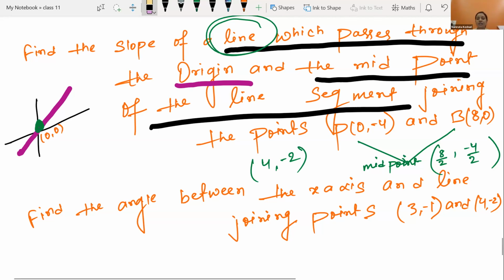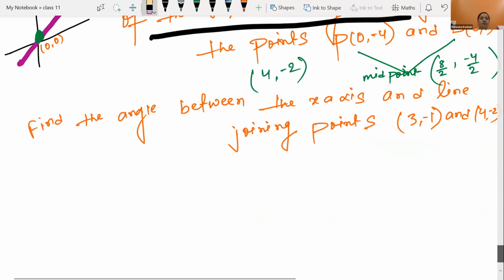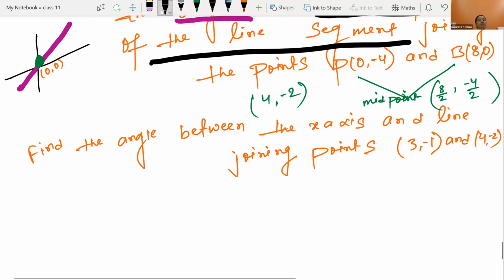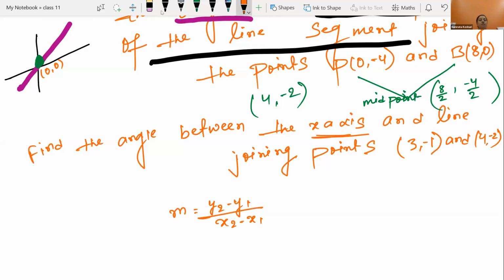Find the angle between the x-axis and the line joining these two points. We have to find the angle this time, again by using the slope formula. With the help of the line joining these two points, we know there is a slope formula which says that m is y2 minus y1 over x2 minus x1. And there is another version of the same formula, that m can also be found by taking tan theta, the tangent of theta.